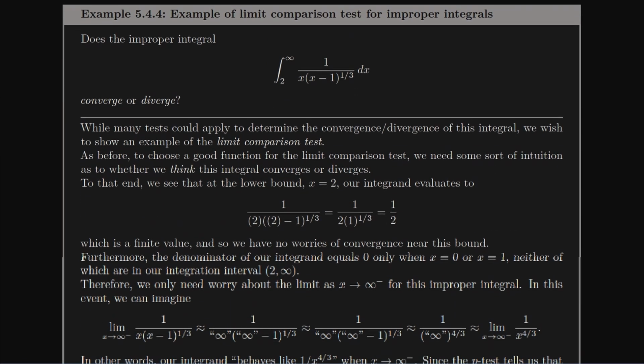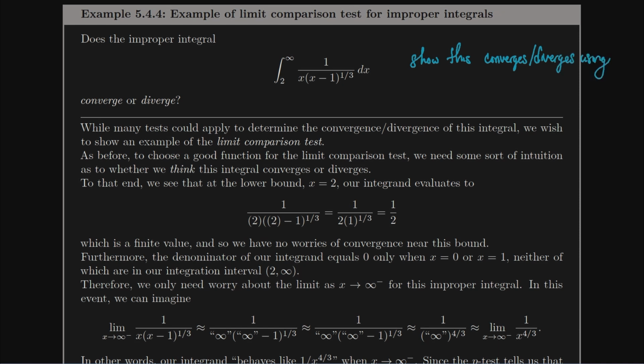Our example has almost the same integrand. Notice I've flipped the denominator from 1 minus x to x minus 1. That's just to keep everything positive when I work over the range from 2 to infinity. We're going to try to show that this converges or diverges using limit comparison.